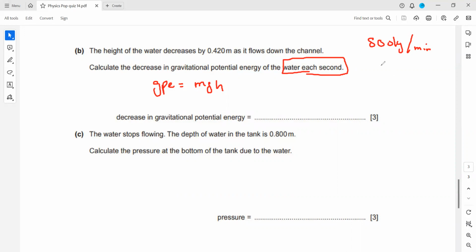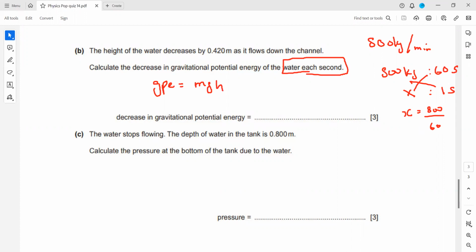So you can use a ratio here. If 800 kg is there in 1 minute, which is equal to 60 seconds, so 800 kg is there in 60 seconds. If you want how much mass is there in 1 second, that will be x. So we just cross multiply. So x will be equal to 800 divided by 60. This gives us the mass in 1 second.